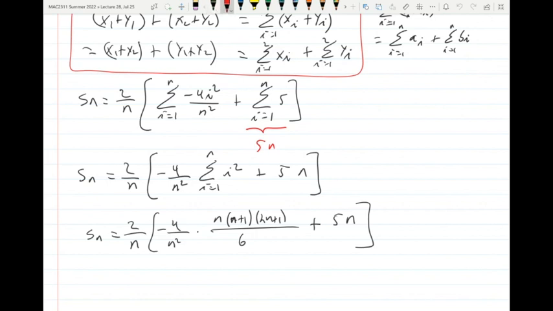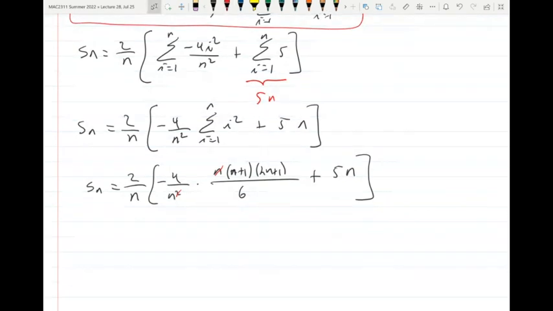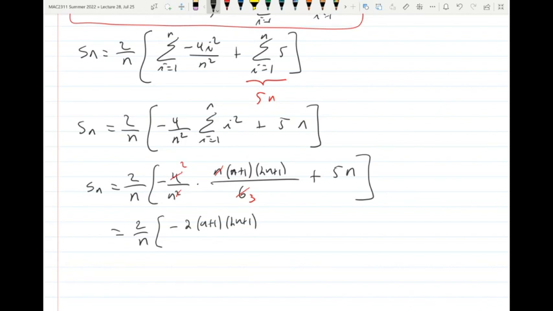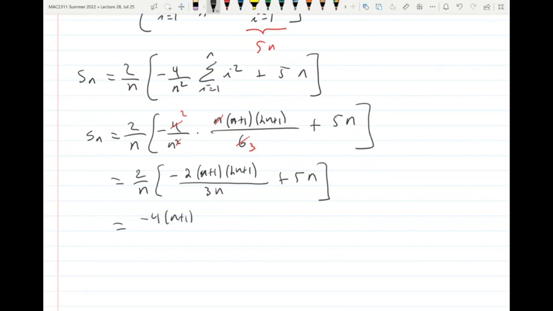So let's make this nicer now. These are just cosmetic adjustments. For example, I can simplify this n over here, and then this 4 becomes a 2, and this one is a 3. So now this is 2 over n times, let's see, negative 2 times n plus 1 times 2n plus 1 over 3n. Then I distribute, and this is going to be negative 4 times n plus 1 times 2n plus 1 over 3n squared, plus 10. Because the 2 over n times 5n, the n's cancel and you get 10. Everybody okay? I'm not going to combine this, because as long as you can take the limit, that's fine. We can take the limit of this.